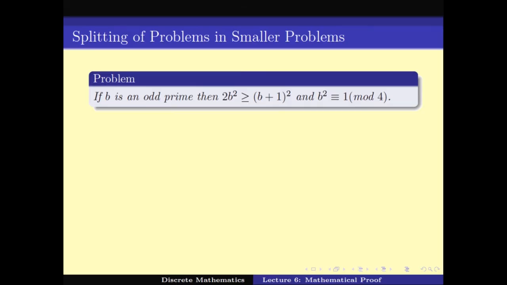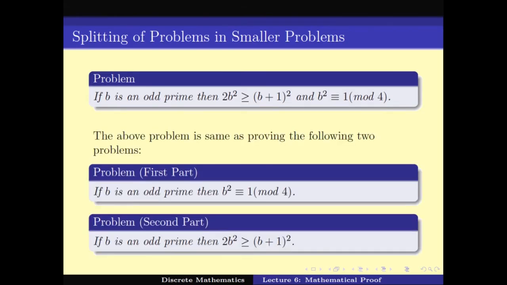Thus, this problem can be split up into two parts, namely, first part, if B is an odd prime, then B squared is congruent to 1 mod 4, and if B is an odd prime, then 2B squared is greater than or equal to B plus 1 whole squared. Here are the two parts that we have got. So our big problem has been split up into two smaller parts. That means that we can handle each of these small problems individually. So let us start with the first problem.